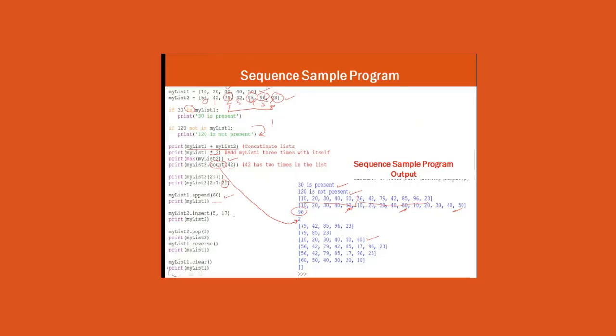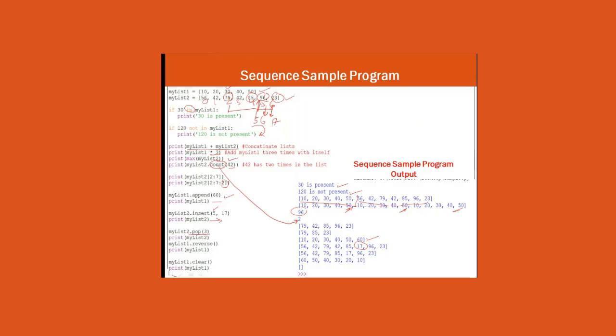Then insert means at a particular location you are inserting. So at 5th position you are inserting 17, so this 17 will be inserted over here. Here it will be inserted after 5, right? It will become 5th. Now this becomes 6th, and this becomes 7. Right, now you are displaying.